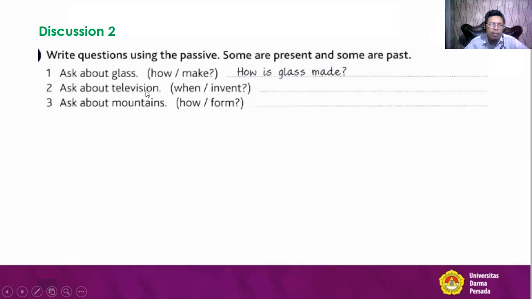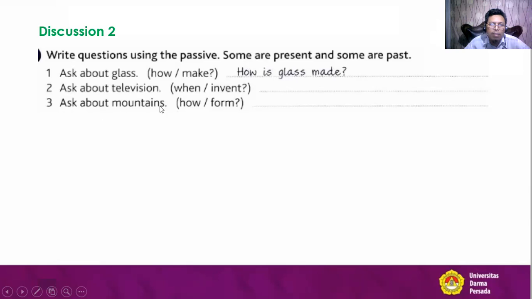What about this one? Television. Ask about television and then when and then invent. You question yourself. And then we start with when, and then television, is that singular or plural? And then what kind of to be do you think you have to put here? And then invent, how do you change invent? Because we need a participle verb.